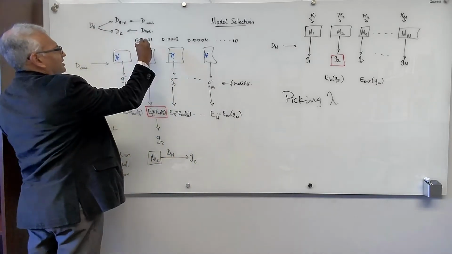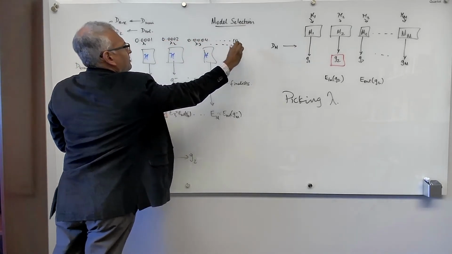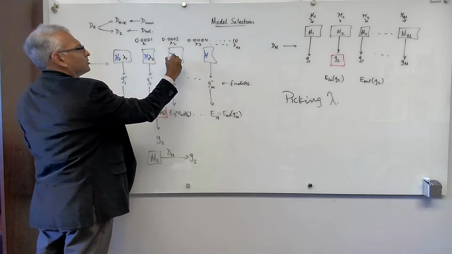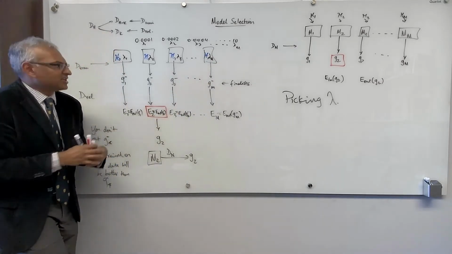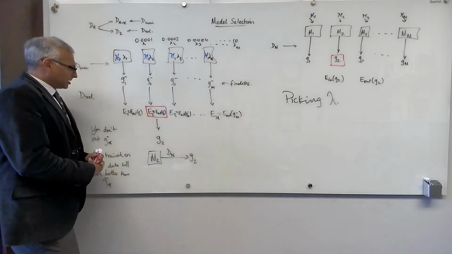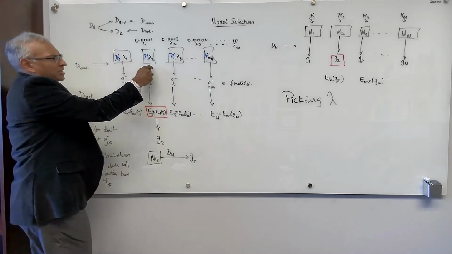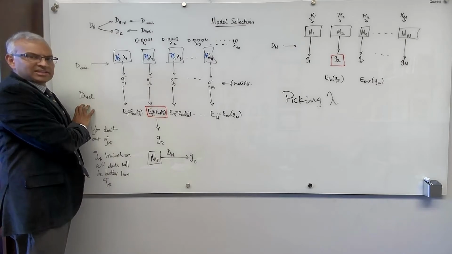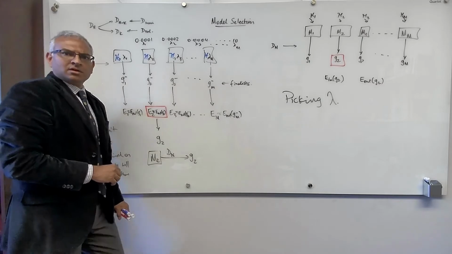I can define this as lambda 1, lambda 2, lambda 3, and so on up to lambda m. I define one model with lambda 1, another model with lambda 2, another with lambda 3, and so on. I have defined m models, and then I just run model selection. I train the models with each of their respective regularization parameters, then I validate them on the validation data. I get the validation errors and pick the model that gave me the best validation.